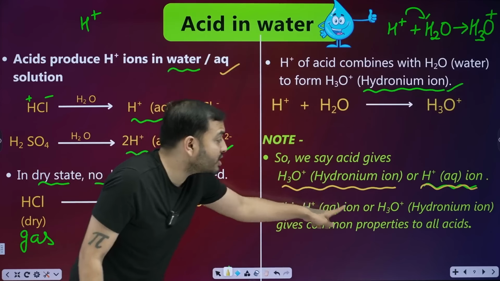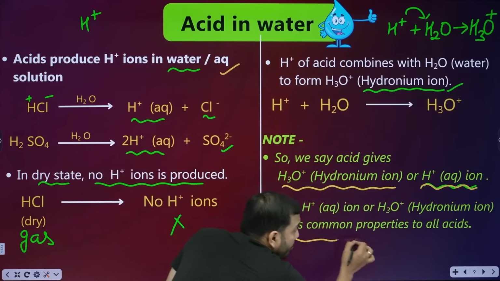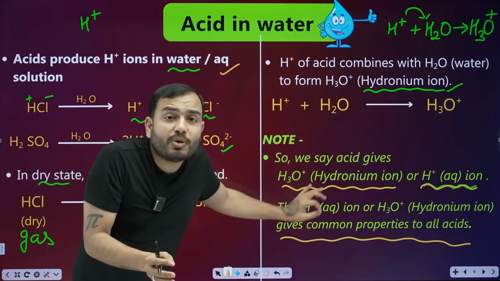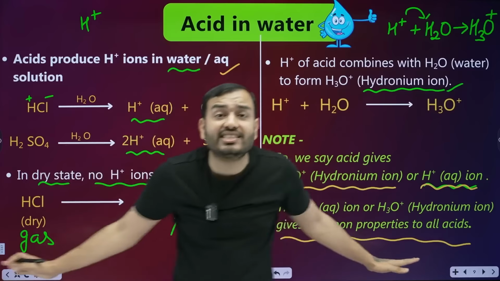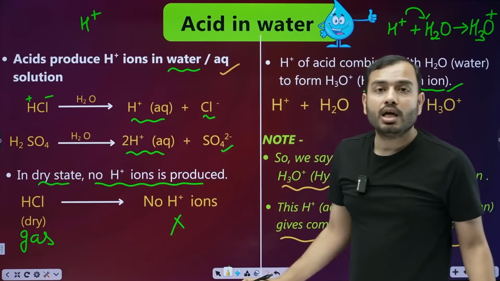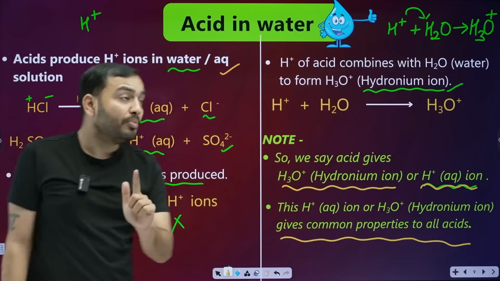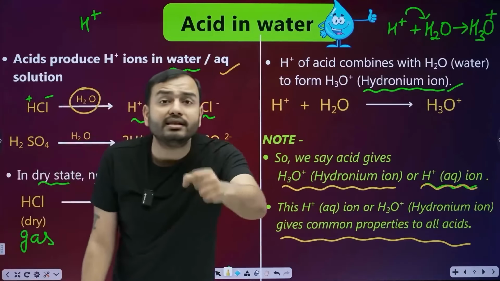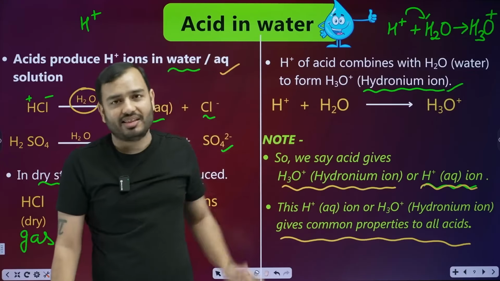This H plus aqueous ion or this H3O plus hydronium ion gives common properties to all acids. If acid does not have this H plus aqueous or hydronium ion, then acid is not acid. Acid only becomes acid when it gets water. Where does this ion get released? In water. So remember, acid becomes acid only when it gets water.